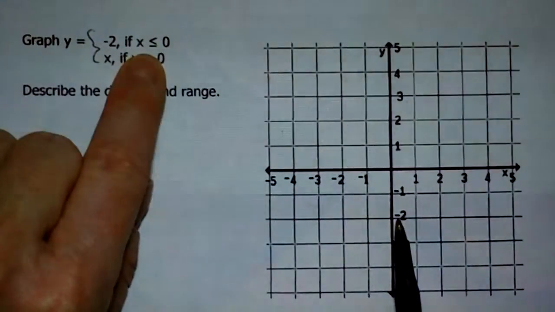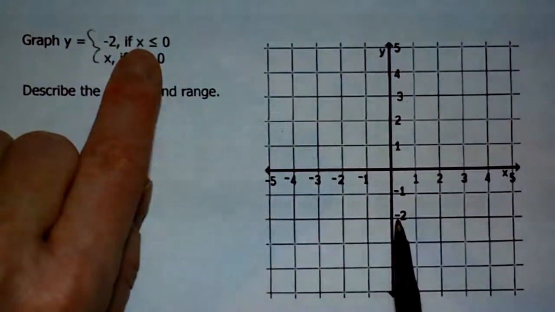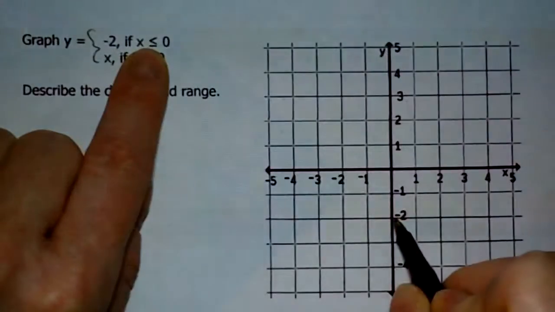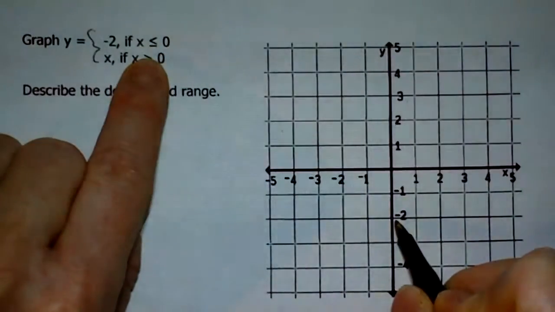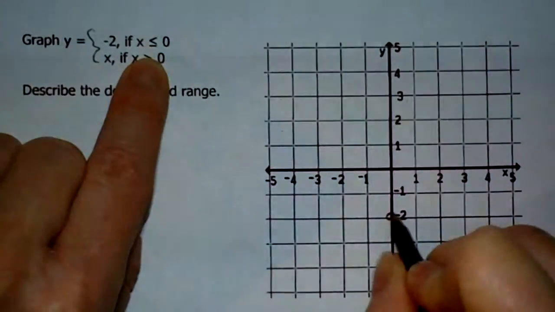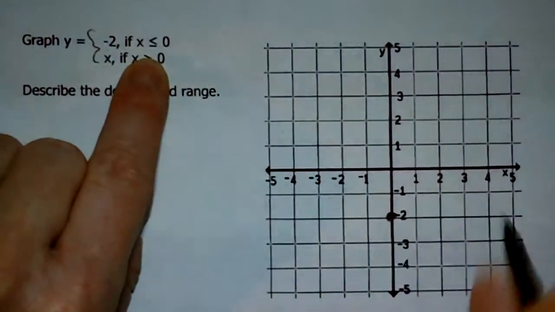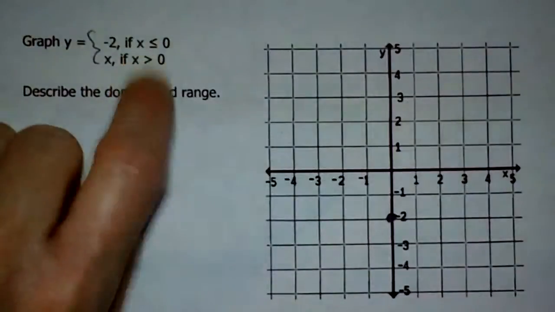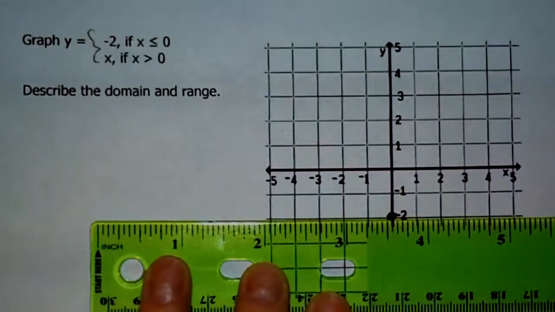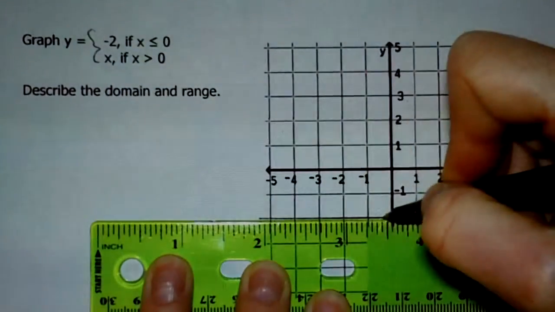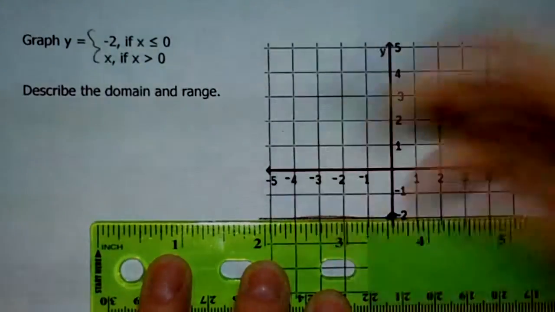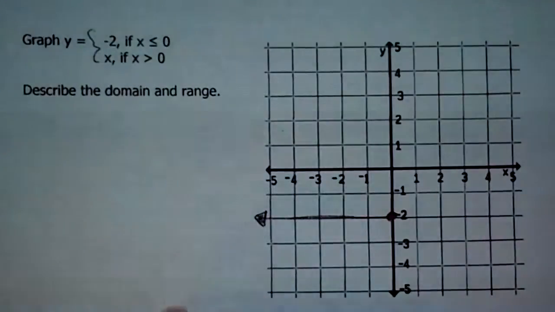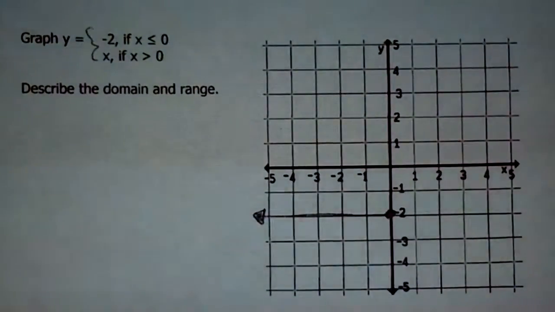But this one, I'm told that y equals -2 if x is less than or equal to 0. So on this -2, since x can be less than or equal to, I'm going to put a closed dot. And I only want to graph the values when x is less than or equal to 0. So your line should only be going to the left. Try to make it dark because it's right on the line. Hopefully you can see that.